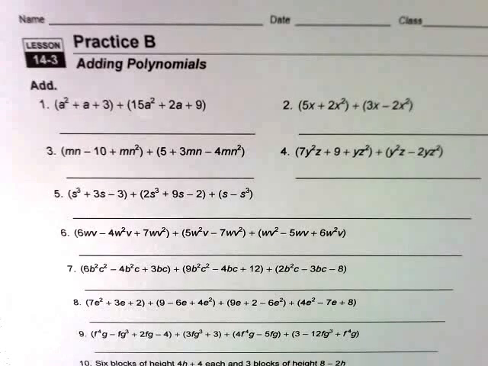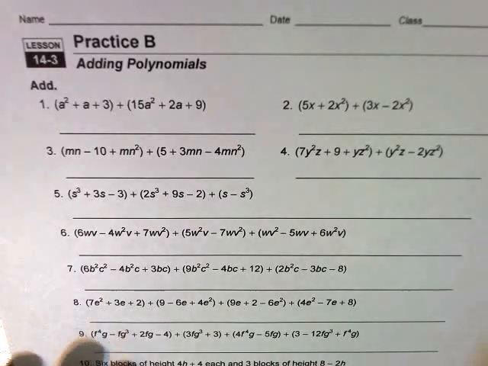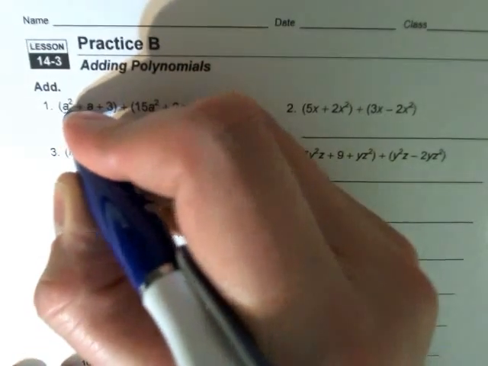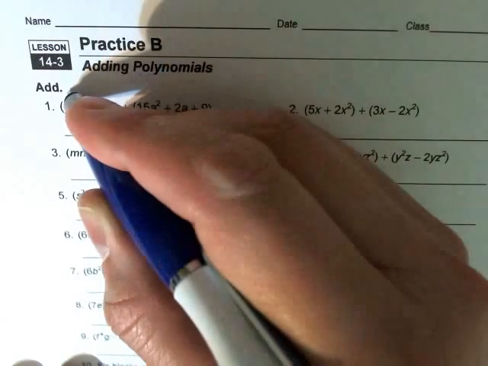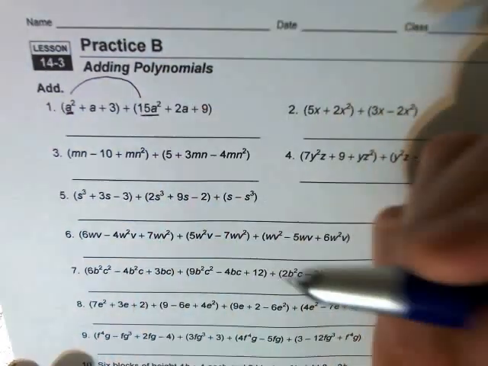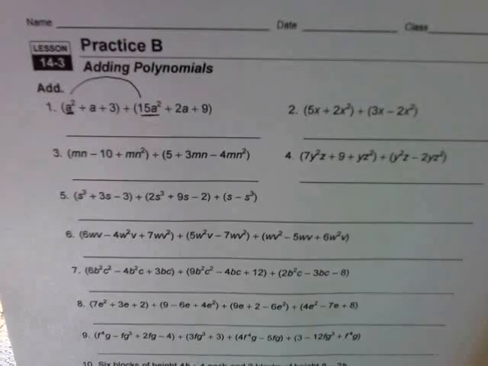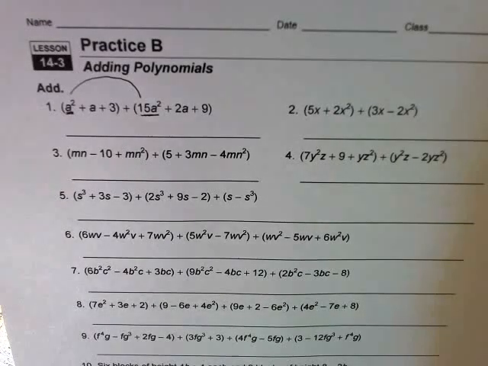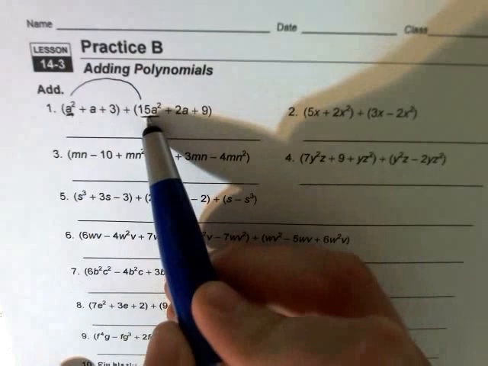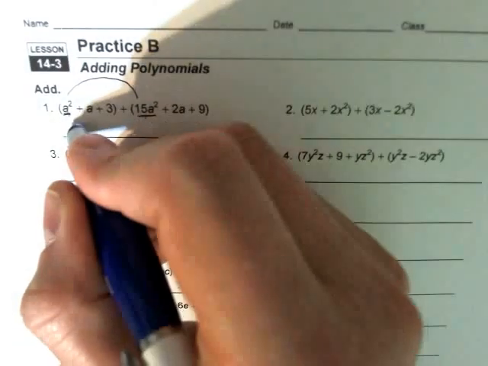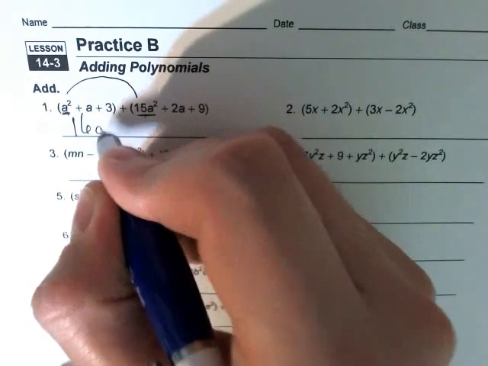So number one, we've got a squared plus a plus 3 being added to the second polynomial, 15a squared plus 2a plus 9. So let's match some things up here. We've got a squared, which is going to match up with 15a squared, because they both have a squared in them. So we can add those together. If I give you an a squared, and then I give you 15 more a squareds, then of course we end up with 16 a squareds.